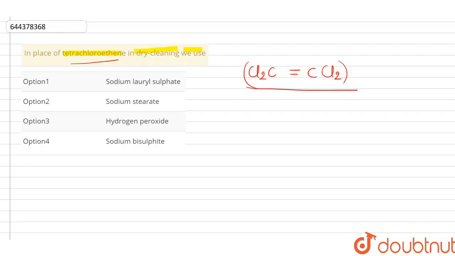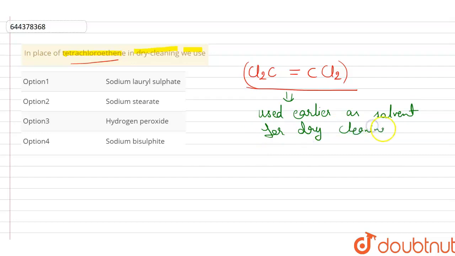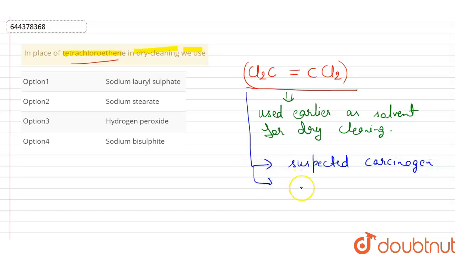It was used earlier as a solvent for dry cleaning. But why are we not using tetrachloroethene nowadays? It is because tetrachloroethene is a suspected carcinogen. Carcinogen means it is cancer causing in nature, and it contaminates the groundwater.